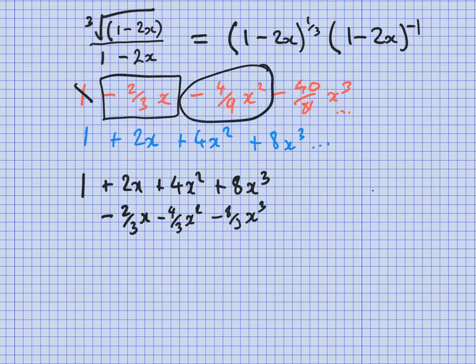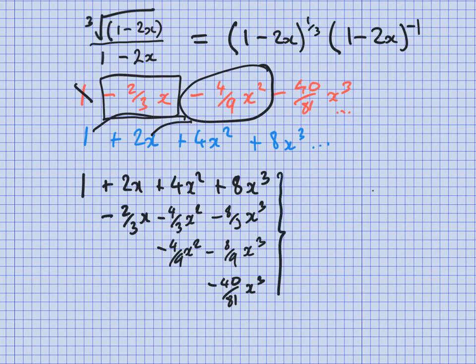Right, next I need to do the minus 4/9 x squared term. That gives me minus 4/9 x squared times 1, and now times 2x, gives me minus 8/9 x cubed. And finally, minus 40/81 x cubed times 1 gives me that. Now it's simply a case of adding up all of the bits.